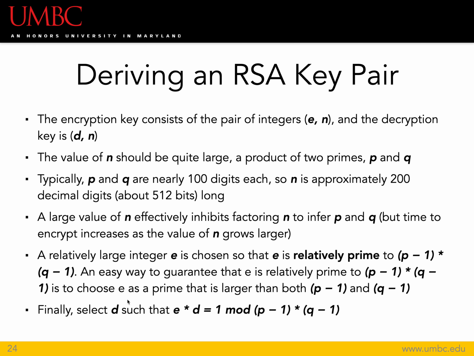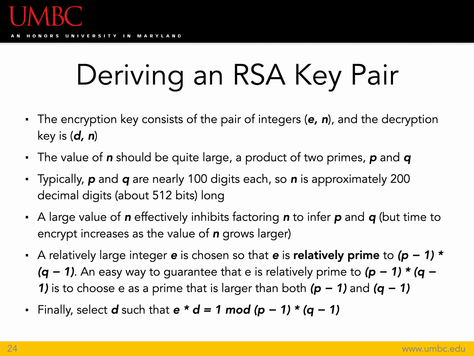So we can select D using kind of the same thing, where E times D is equivalent to 1 mod this, right? That's how we get the key pairs. So E, D, and N are all related based on this product of two primes, the P and the Q, right? N is just directly a product of two primes, and then E and D are both calculated based on these relatively prime calculations. And relative primeness is actually not that complicated of a mathematical term.